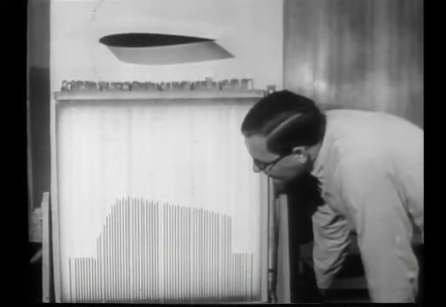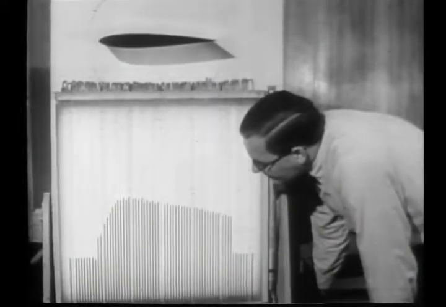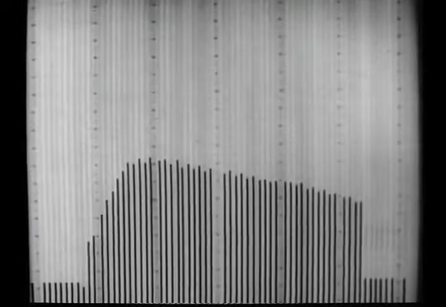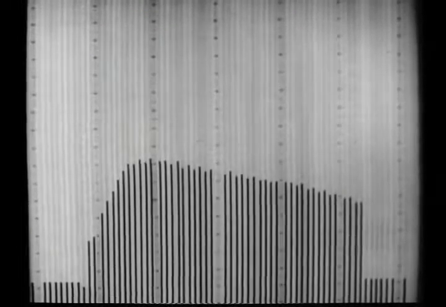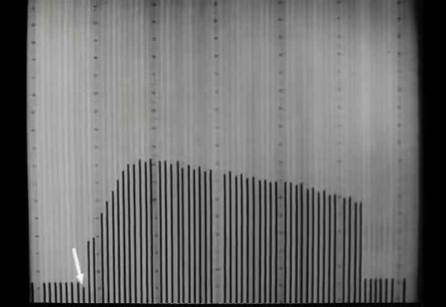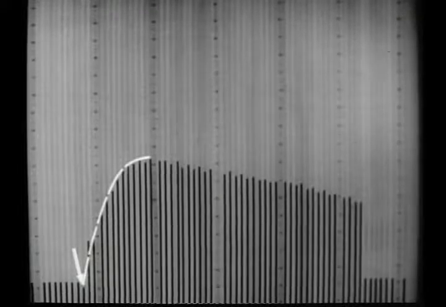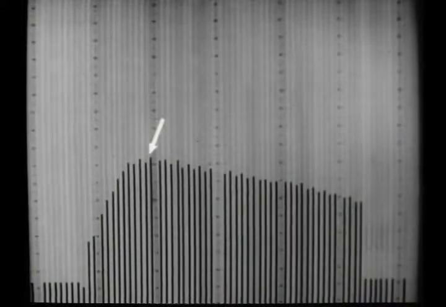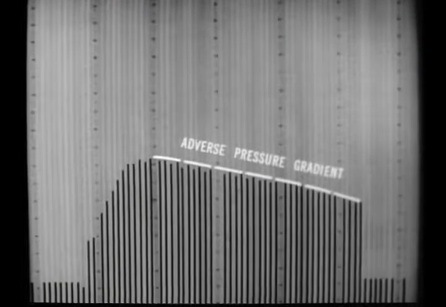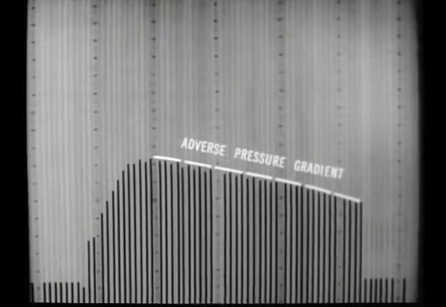When the profile is set at 0 angle of attack, the pressure distribution produces this picture on the manometer. The pressure is highest at the stagnation point on the leading edge, but decreases as the air flows aft until a minimum is reached near the point of maximum thickness. After this point, the pressure increases so that an adverse gradient exists up to the trailing edge.